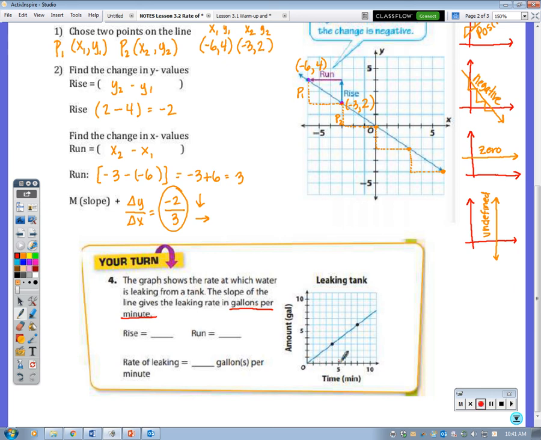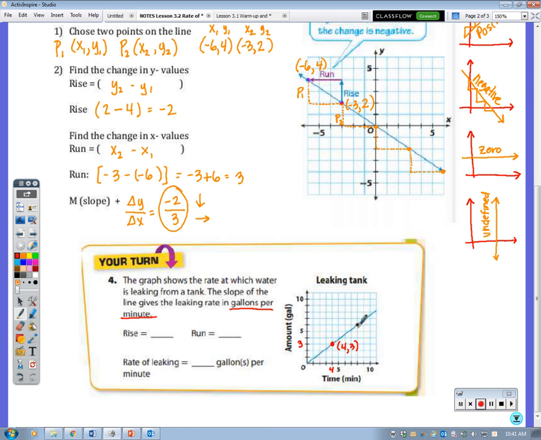First, let's identify the units that we're working with. Looks like we're going by 1 minute. And same here, looks like we're going by 1 gallon. So we'll take a look at this point. We've got 4 minutes. And at 4 minutes, it has leaked 3 gallons. Okay, so that's the value for this point here. X is 4, Y is 3. 4 minutes, 3 gallons have been leaked.